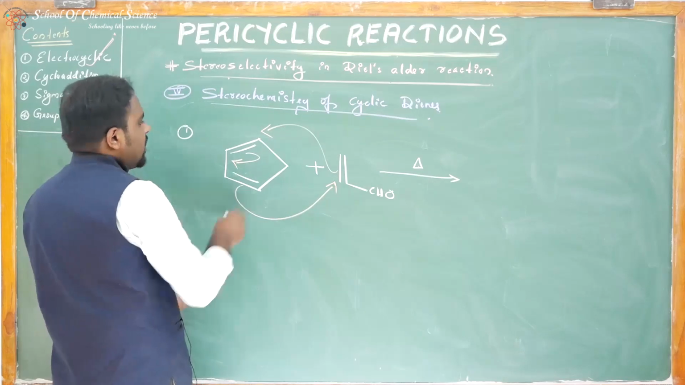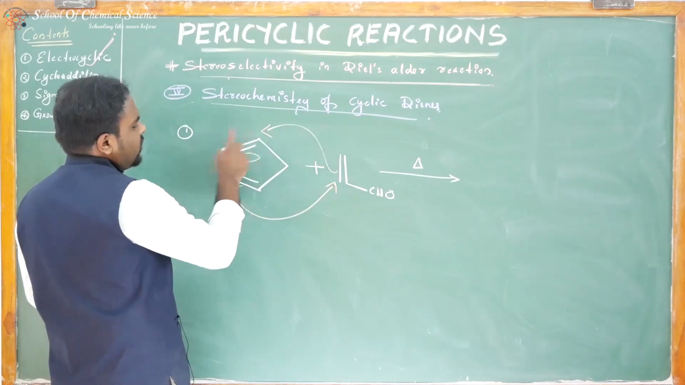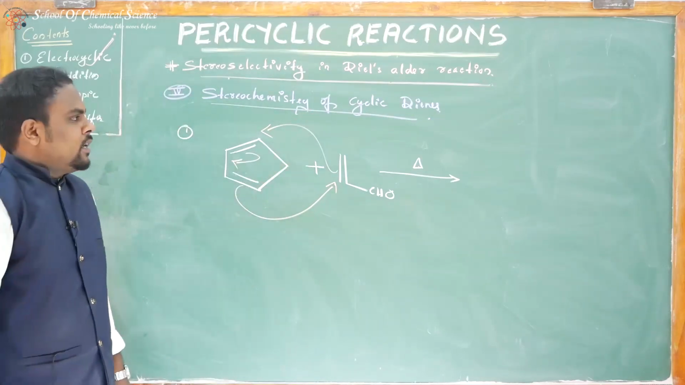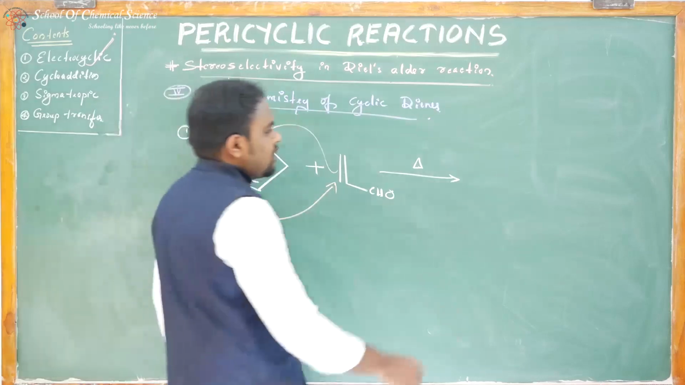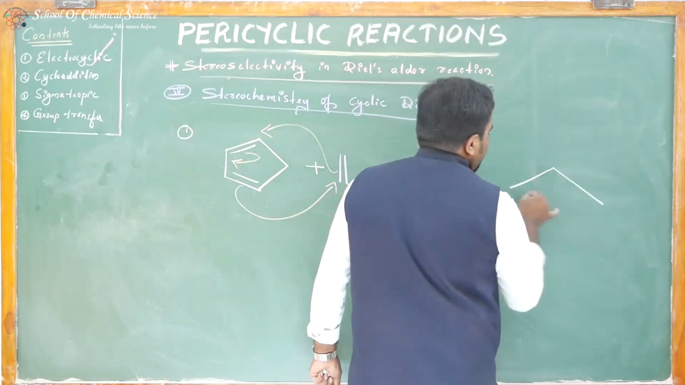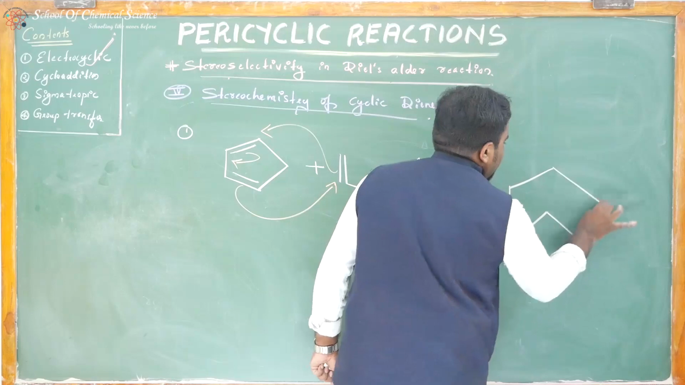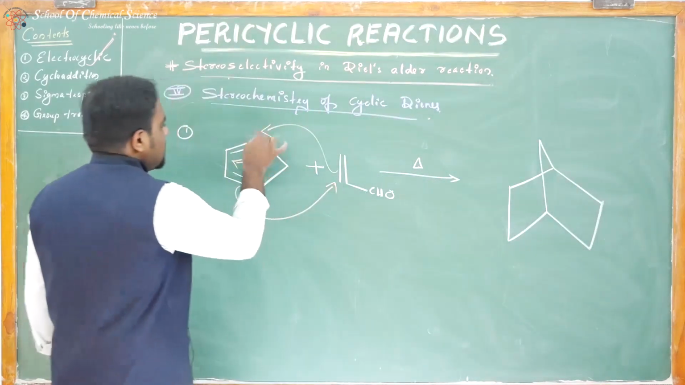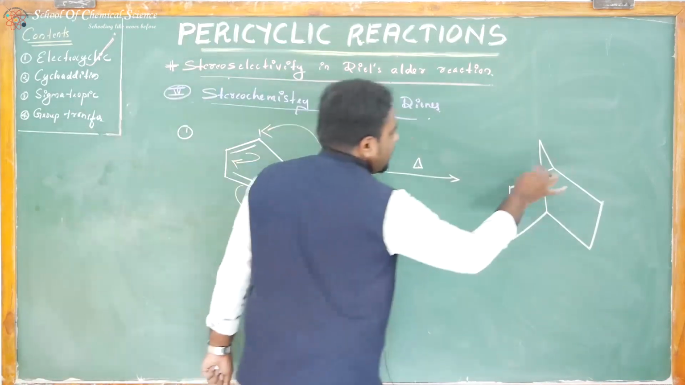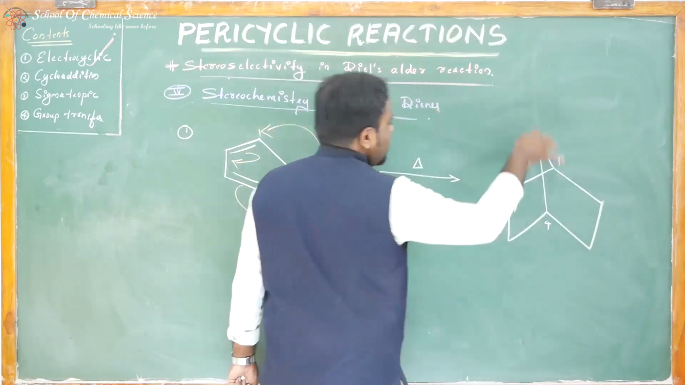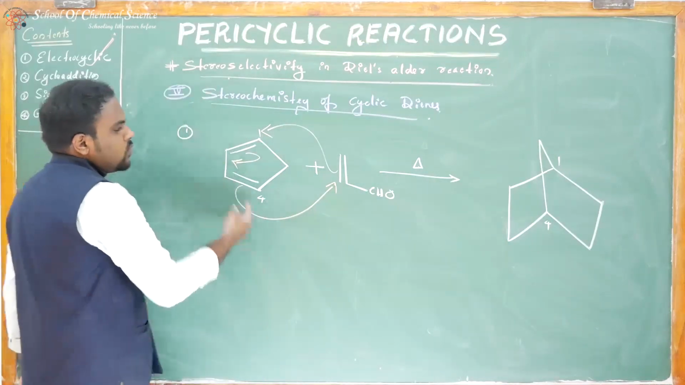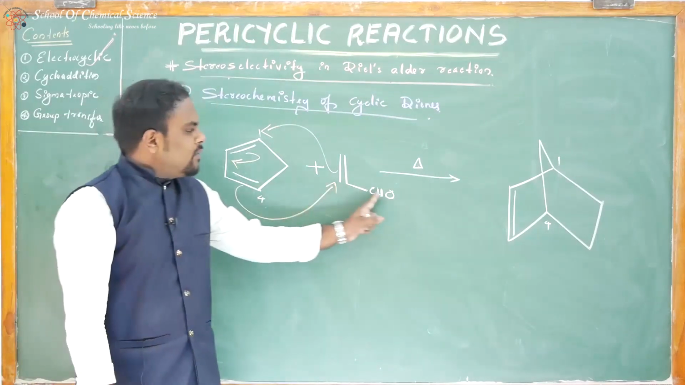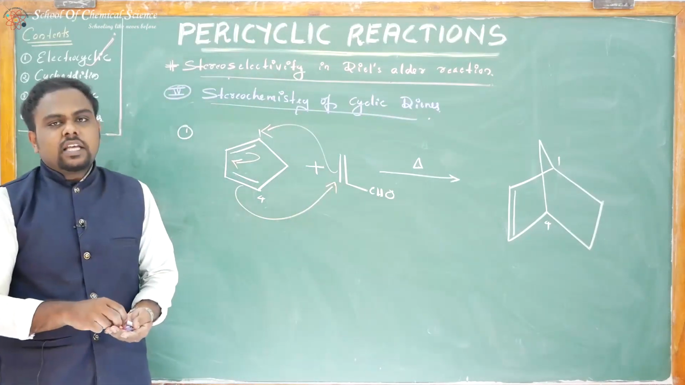Giving numbers, this is carbon 1, 2, 3, 4, 5, 6. A 6-membered ring with a bridged carbon, so a norbornene system will be formed. This is a 6-membered ring with a bridged carbon at 1 and 4. Between these two carbons a pi bond is formed. Then my question, what will be the stereochemistry of this CHO?